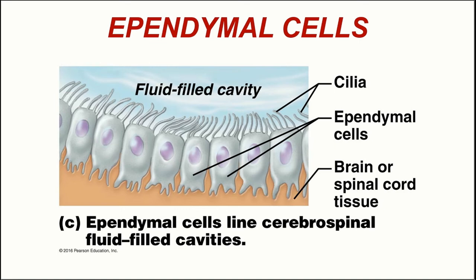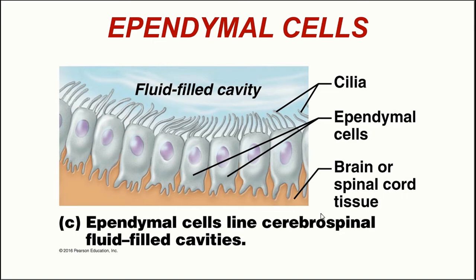Last but not least, the last of our central nervous system neuroglial cells are the ependymal cells. The ependymal cells are cells that line cavities within the brain called ventricles. These are small cavities that are filled with fluid. The fluid is called cerebrospinal fluid, and this is a liquid that helps to support and cushion the very soft and delicate brain tissue.